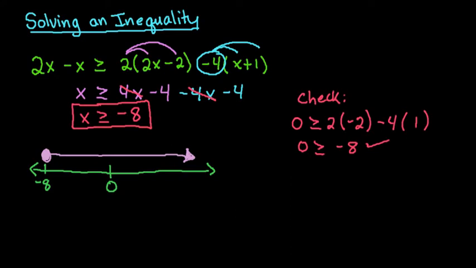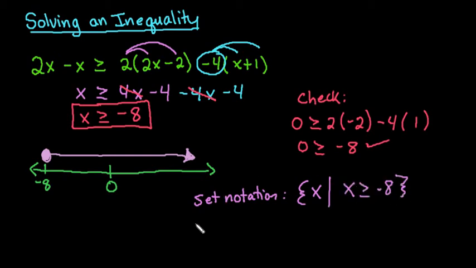And depending upon what level you are in algebra and what course you are taking, for some classes, this is a perfectly acceptable answer. This is all you have to do. If you are dealing with set notation, to put it in set notation, you would just put your set brackets and you would say x such that x is greater than or equal to negative 8.